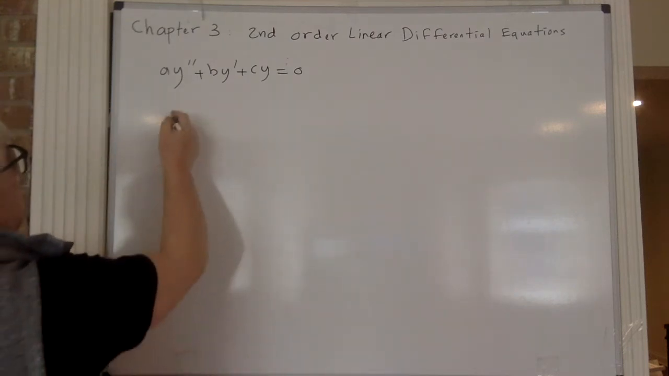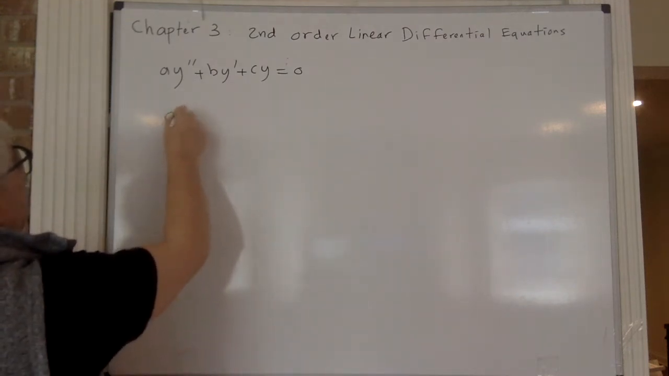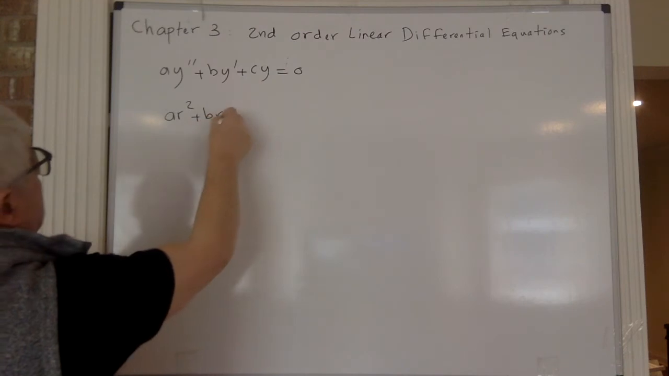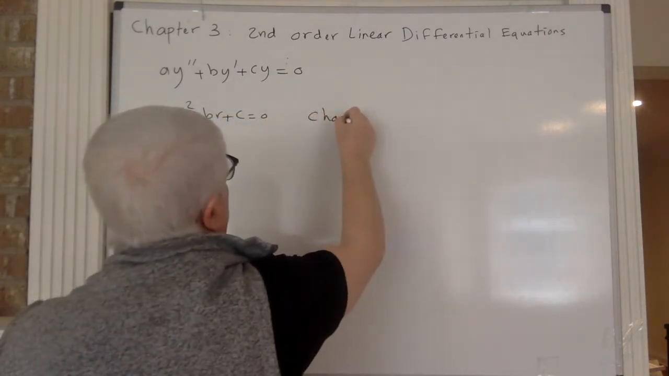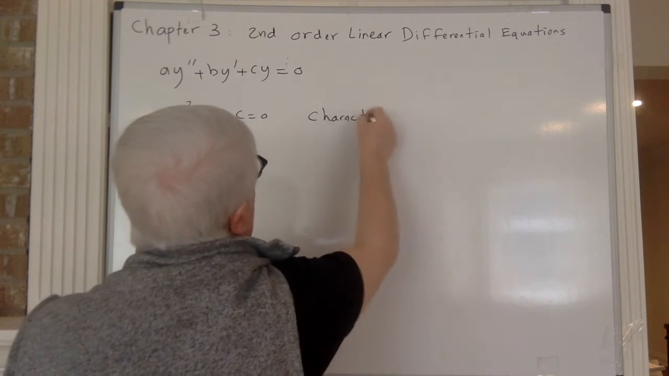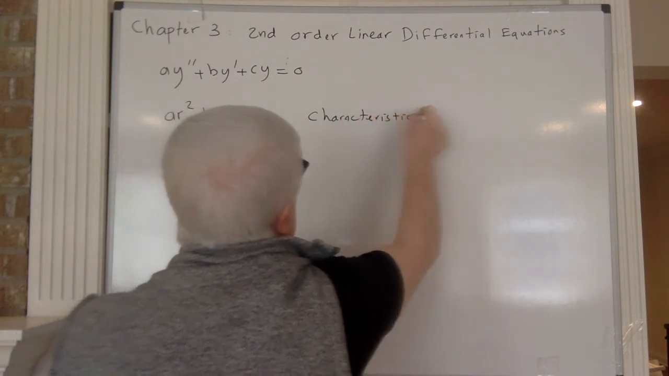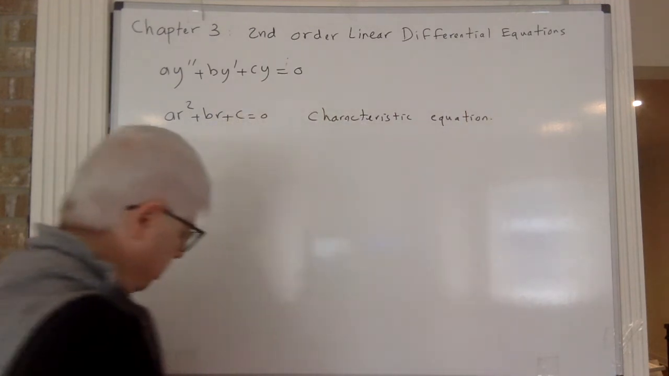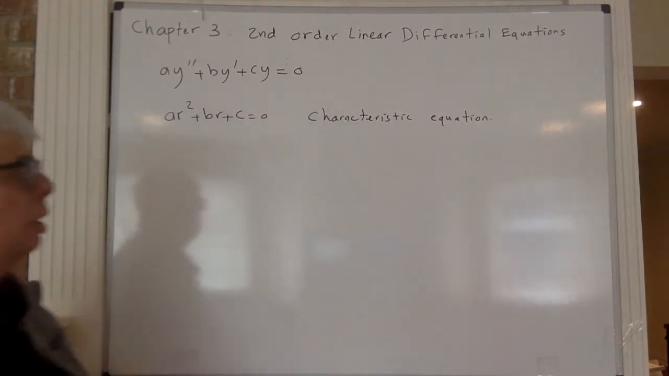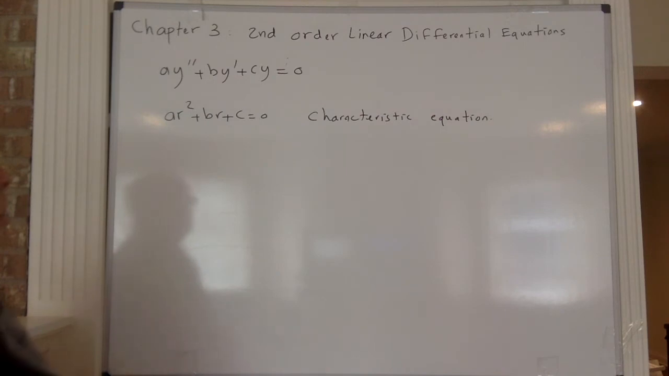So I ended up with ar squared plus br plus c equal to 0. That's called the characteristic equation. So how many cases do I have when I solve a quadratic equation?